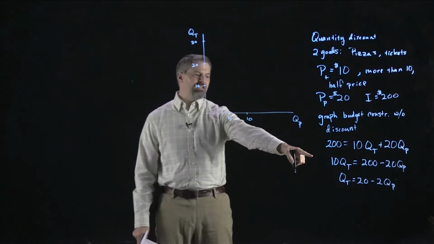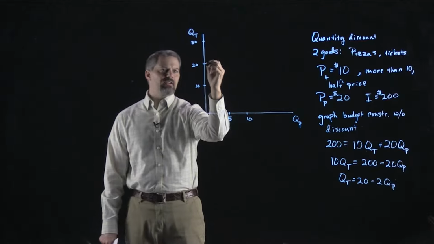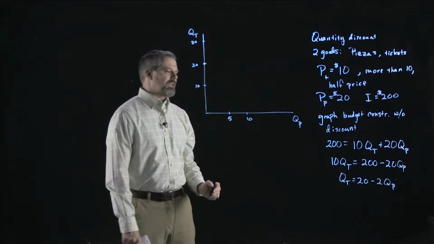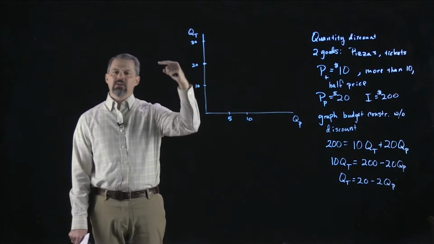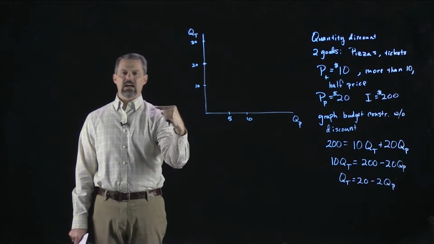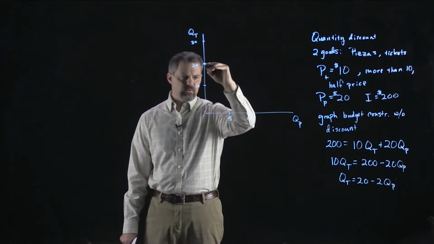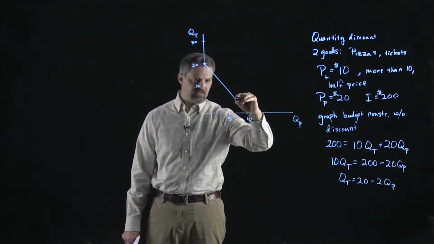So if I graph this, it's going to start here at 20. That's my intercept. It's got a slope of -2. So by the time I've gone down 20, I will have gone over 10. Here's what the initial budget constraint looks like.